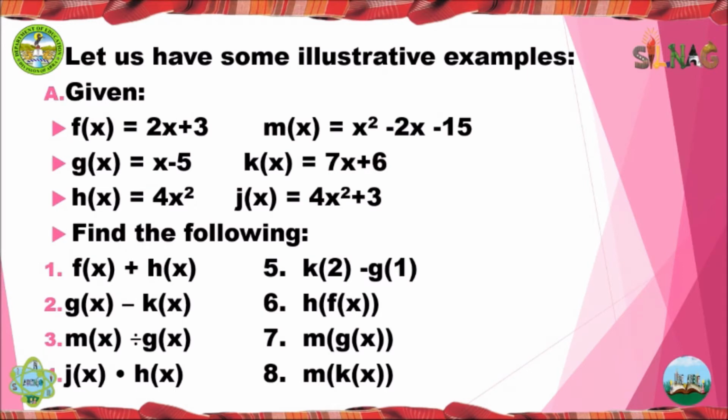The given are f of x is equal to 2x plus 3, g of x is equal to x minus 5, h of x is equal to 4x squared, m of x is equal to x squared minus 2x minus 15, k of x is equal to 7x plus 6, j of x is equal to 4x squared plus 3. Find the following. Number 1, f of x plus h of x. Number 2, g of x minus k of x. Number 3, m of x divided by g of x. Number 4, j of x times h of x.